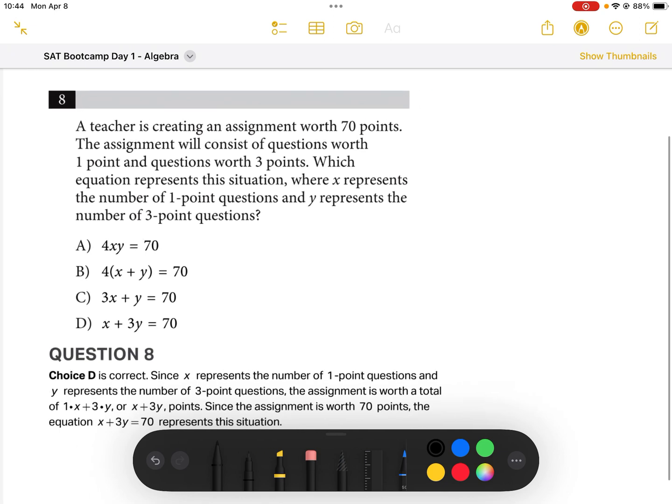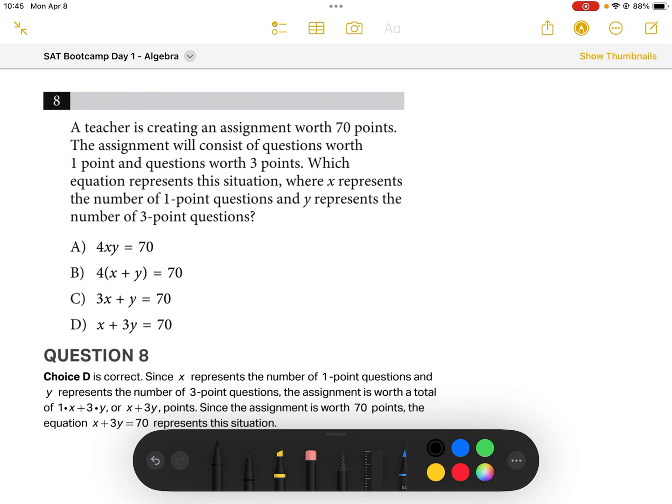So it says choice D is correct since x represents the number of 1-point questions and y represents the number of 3-point questions. The assignment is worth a total of 1 times x plus 3 times y, or x plus 3y points. Since the assignment is worth 70 points, the equation x plus 3y equals 70 represents the situation.